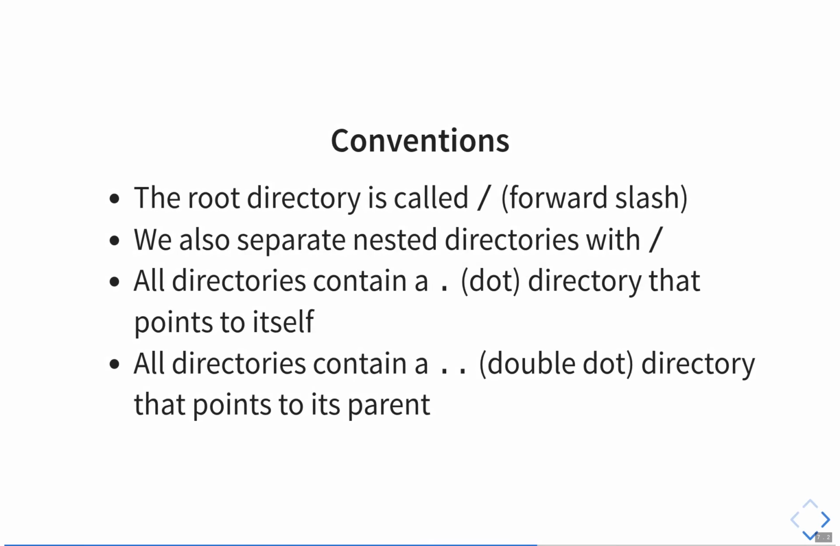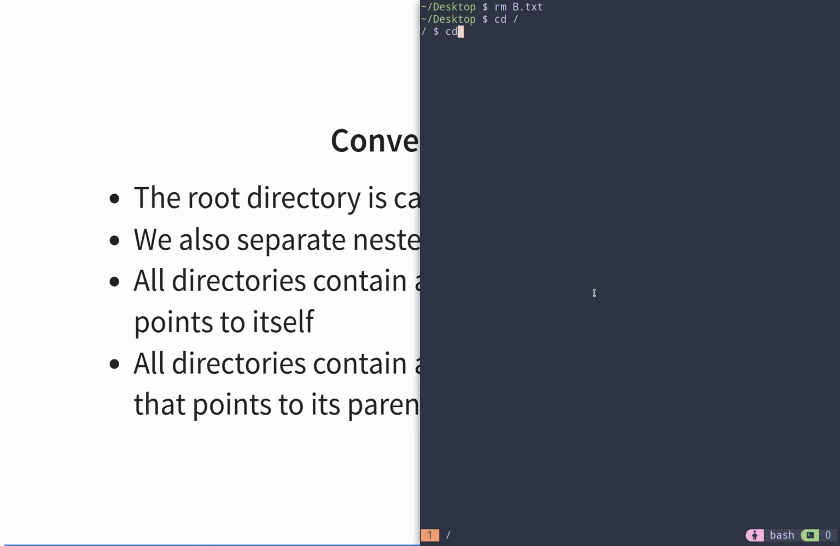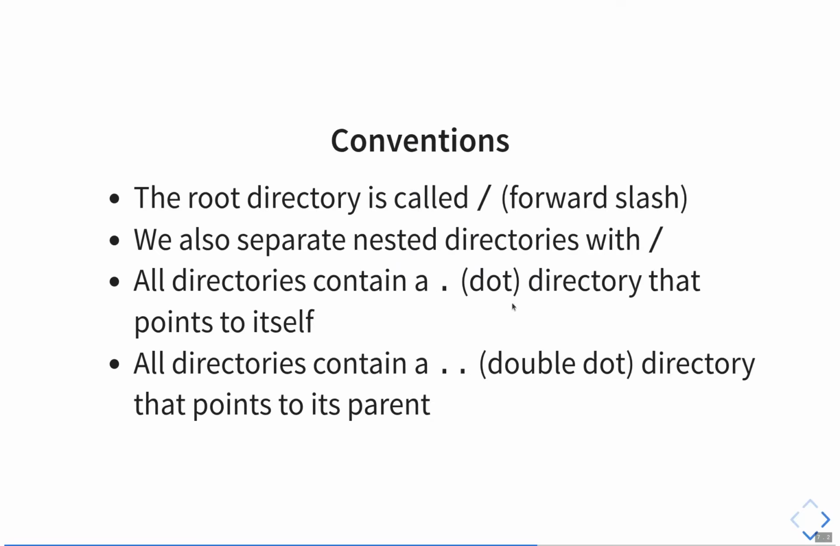Seeing throughout this course, I should say. And I want to review the file system hierarchy. We have a root directory, which is the /. We can separate nested directories with slashes, so I could say cd /bin or /usr/bin. All directories contain a dot that points to itself.